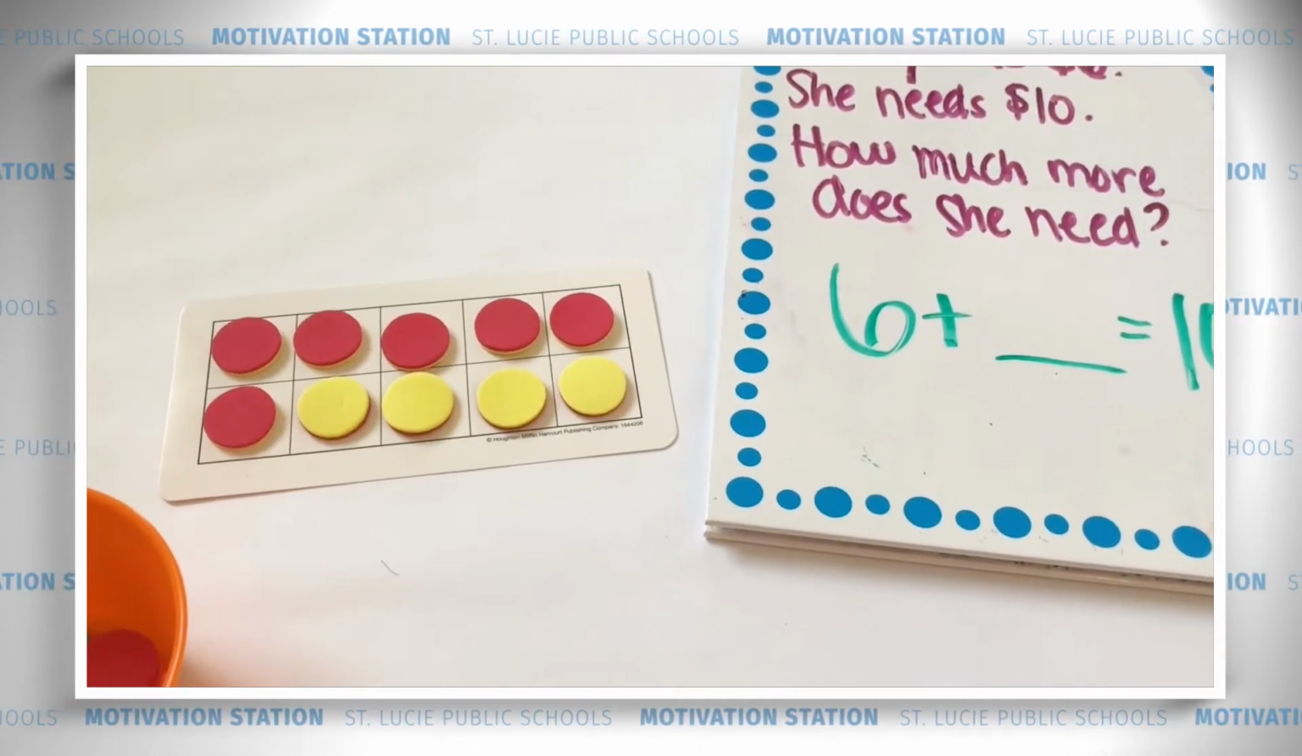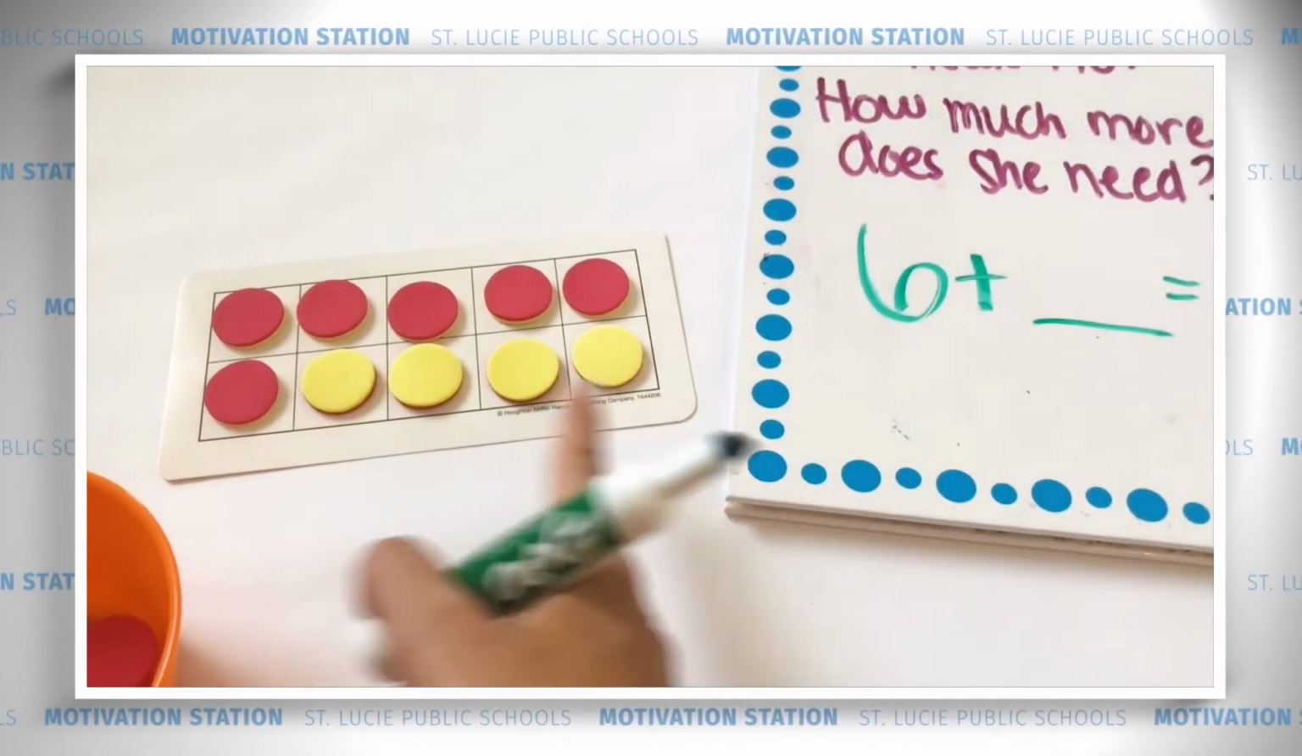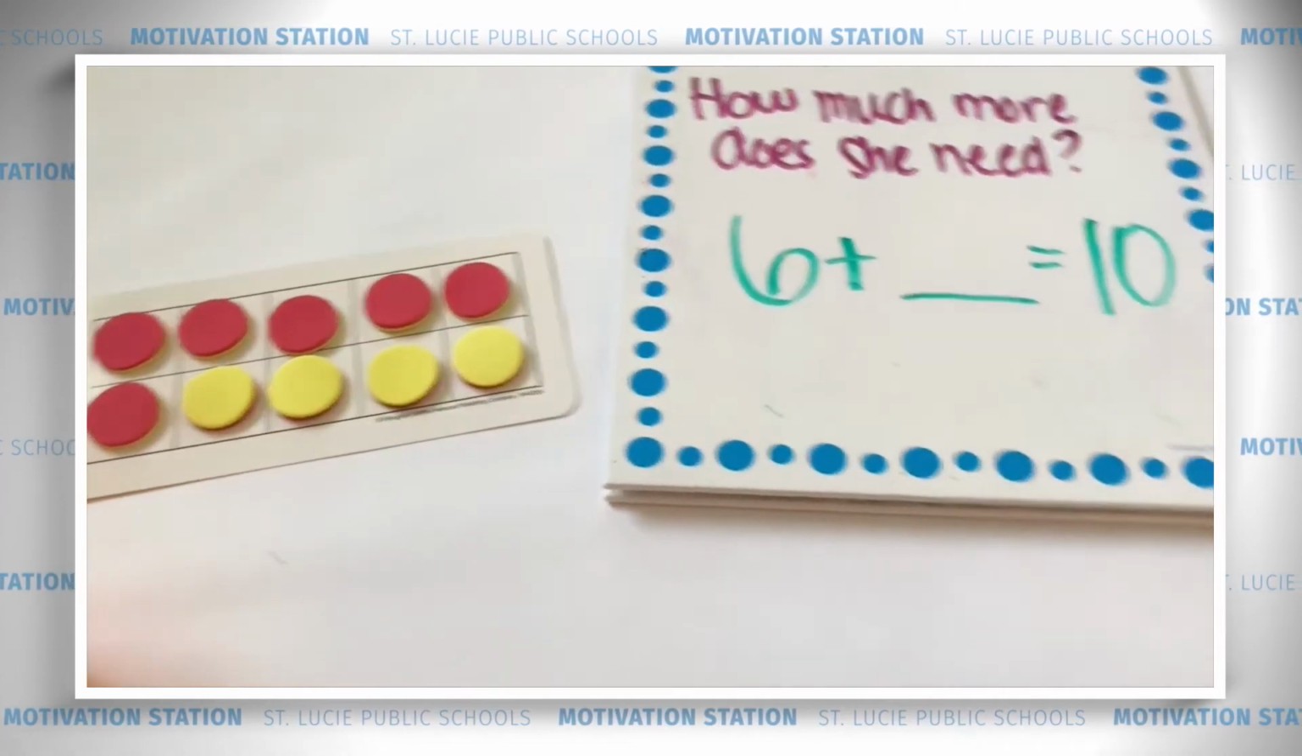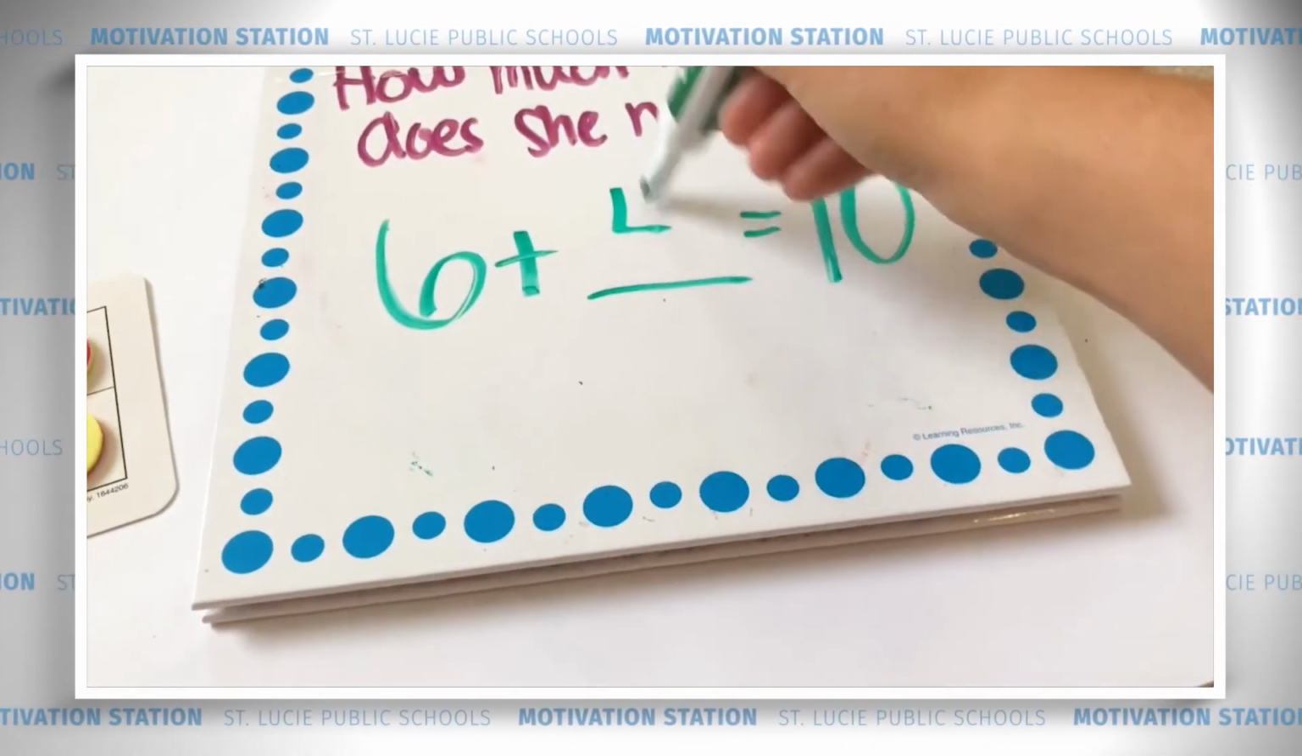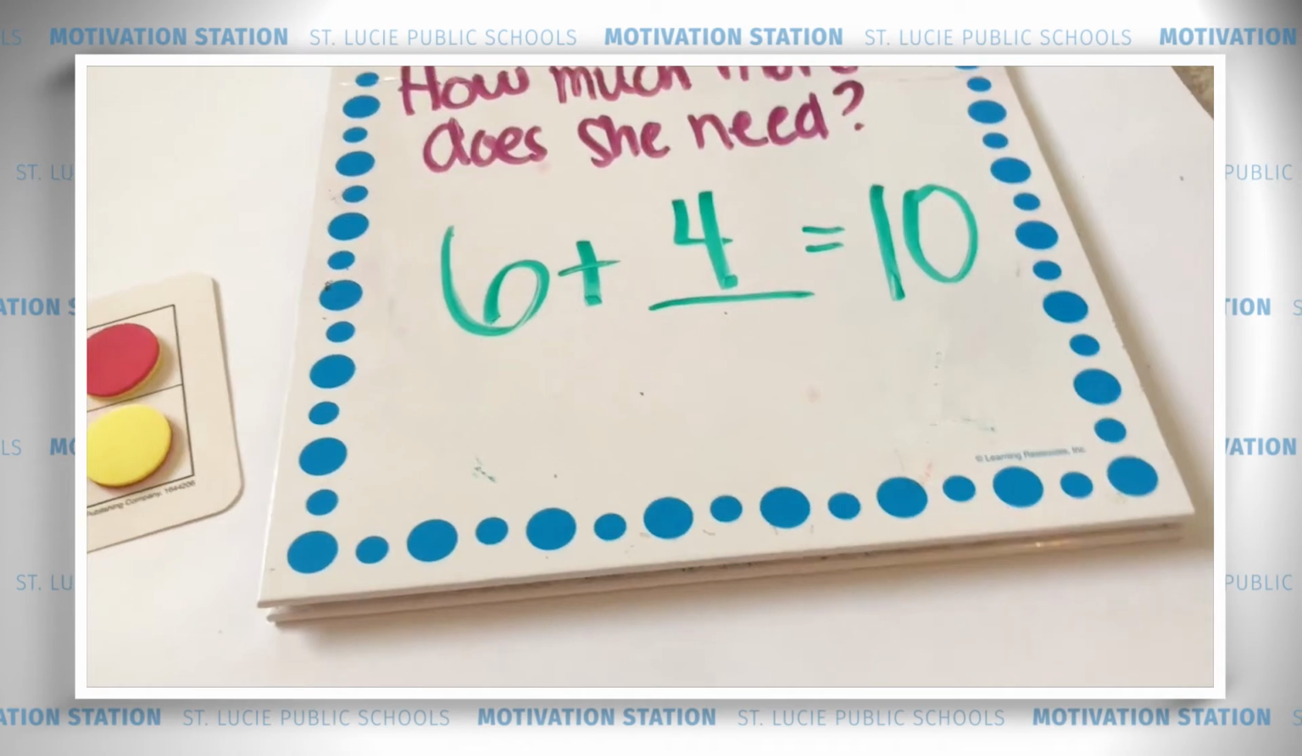So I know that I need 4 more yellows to make 10. What equation can I write? So 6 plus 4 equals 10.